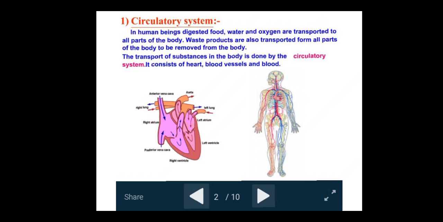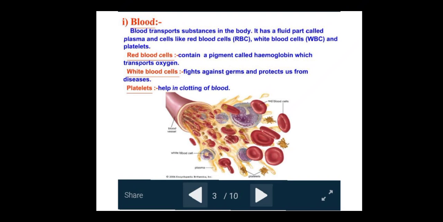It consists of heart, blood vessels and blood. So we know that our circulatory system consists of one main organ, that is heart. From the heart our body gets the blood, and the blood is circulated to each and every part of our body. So the circulatory system consists of our heart, the blood vessels and the blood, because our blood is pumped in the heart.